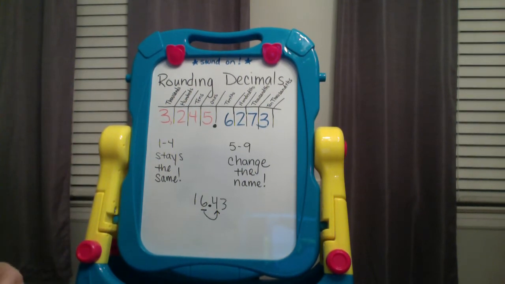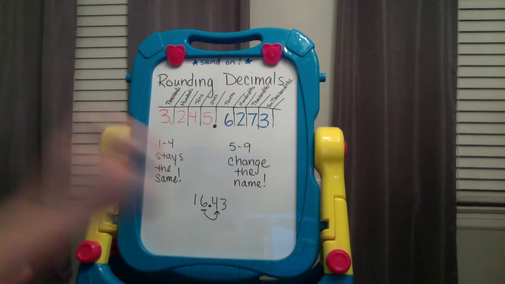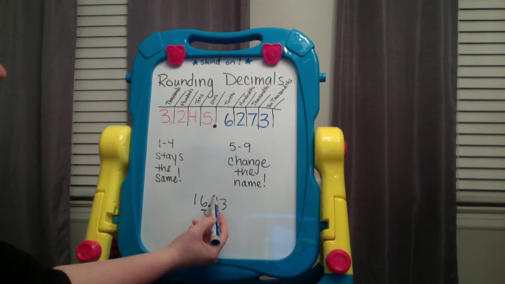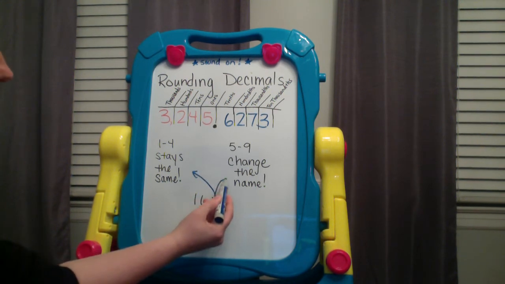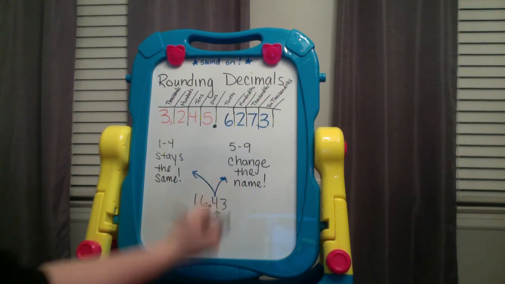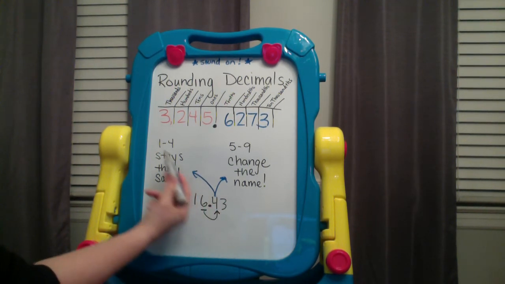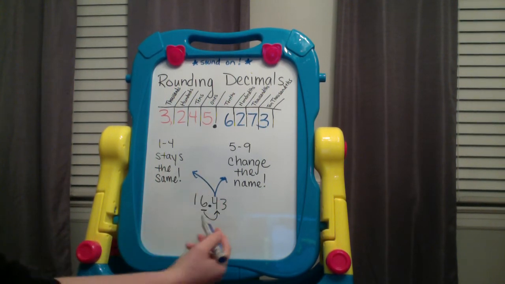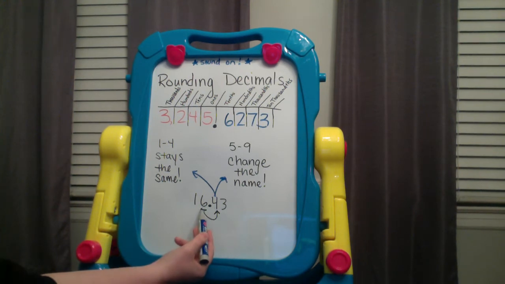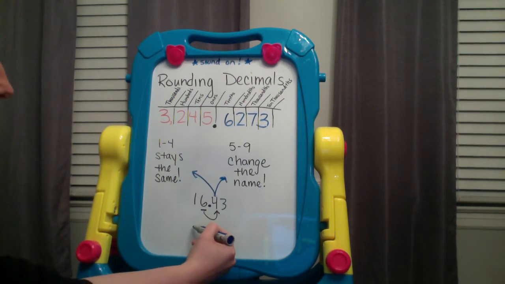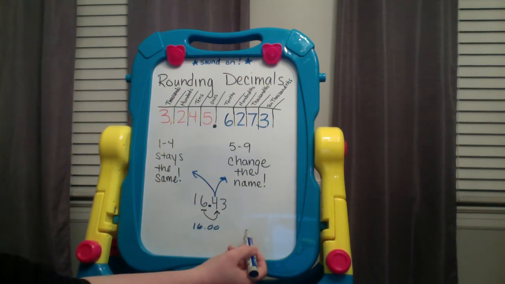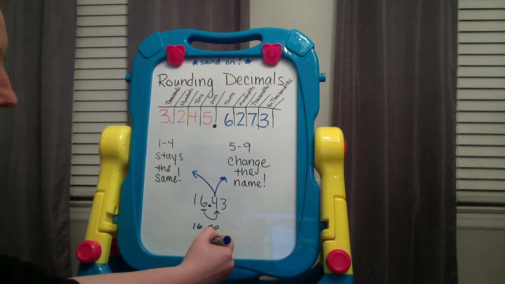So I have to figure out, is the 6 going to stay the same or will I change the name? In order to make my decision, I look at the 4 behind it and I have to decide which range is it in. Is it in 1 through 4 or is it in 5 through 9? It's a 4, so it's in the 1 through 4 range and it's going to stay the same. But that's not talking about the 4. That's talking about the 6, the place value where I'm supposed to round to. So if it's telling me to stay the same, I'm really going to say it's 16.00. And the zeros could extend forever. I don't need them at all, actually, so I would really just say 16.